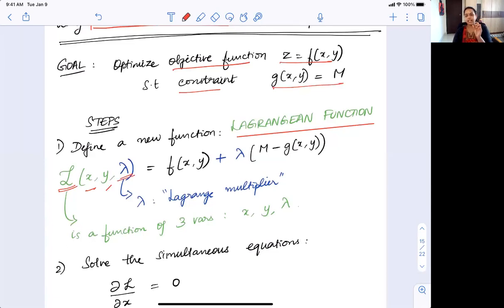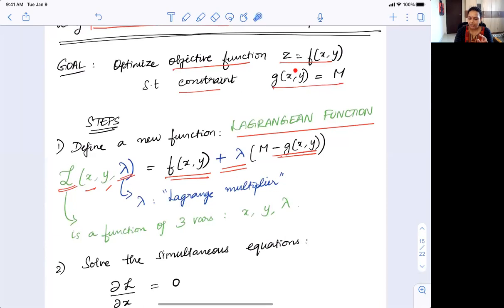Lambda is a Greek letter which looks like an inverted y, and in this context it is called the Lagrange multiplier. The way you write down the Lagrangian function is you first put down the objective function as it is, f of x, y. Then you do a plus lambda and open brackets, and within the bracket you put down the constraint. So you have g of x, y equals n right here.